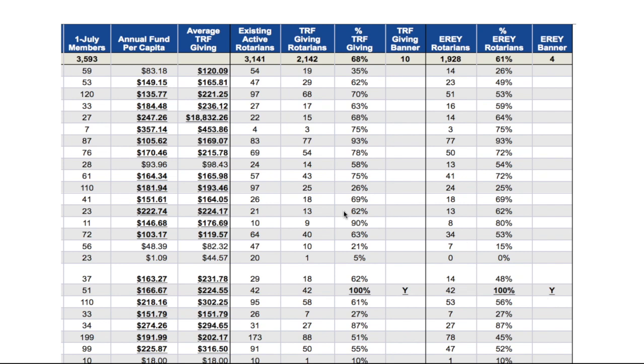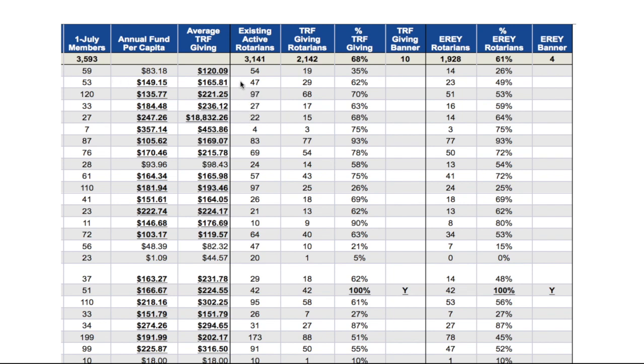how it's laid out. I will tell you that I've blocked out the rows, this column here, which is the individual clubs, just to maintain confidentiality here. The columns across, you're going to have for each club and your district, the total membership as of July 1. Then you have your annual fund per capita giving. The third column in is the average foundation giving, and then you have existing active Rotarians.